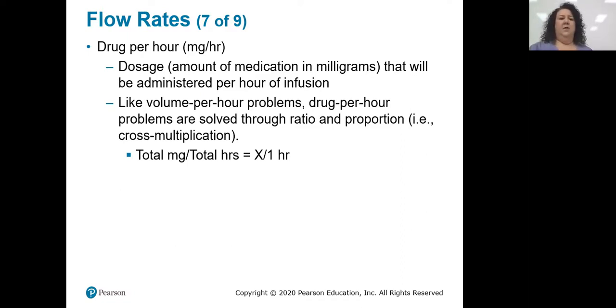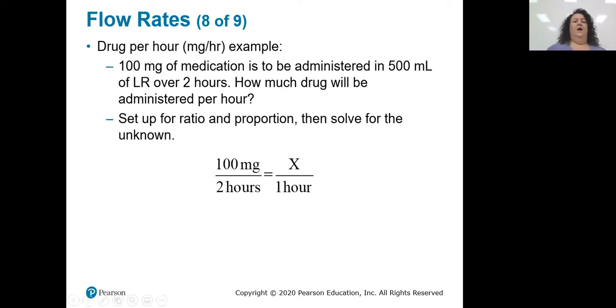So let's look at a couple of example problems of that. We have example 1, drug per hour. This is example 21.16. We have 100 milligrams of medication is to be administered and 500 mLs of lactated ringers over 2 hours. How much drug will be administered per hour? So again, you're going to set up a ratio and proportion and then solve for the unknown.